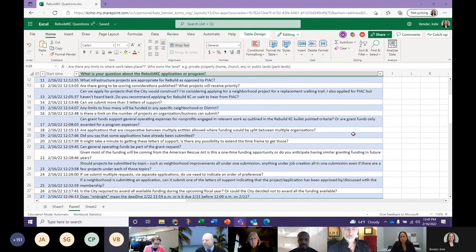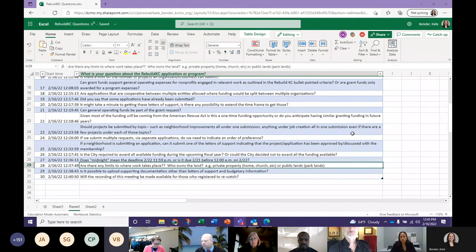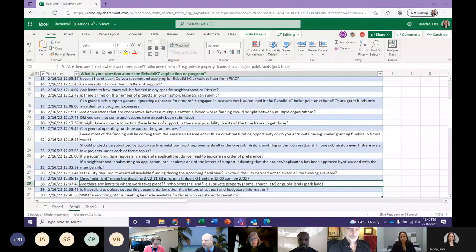All right, I'm kind of scanning through. I haven't noticed any that we didn't answer in one way or another already. Someone's asked if a project consists of a purchase from a business for your project, can you submit an application? So like if somebody is purchasing supplies from a business or something like that, that would be an operating expense.